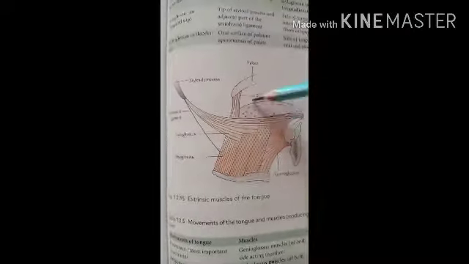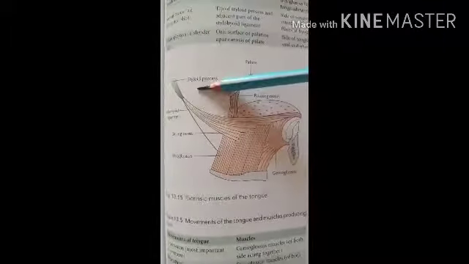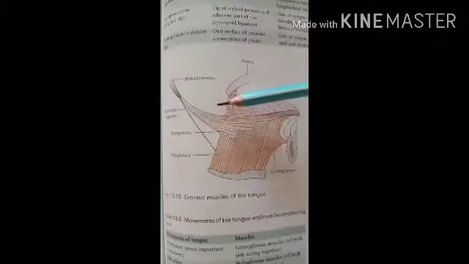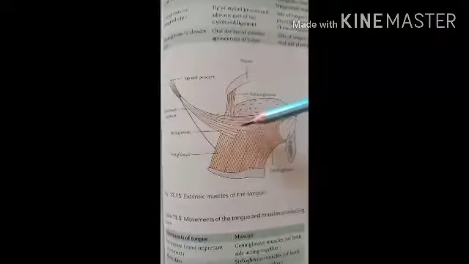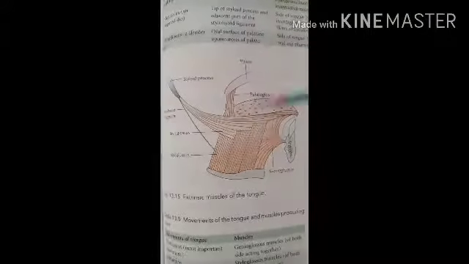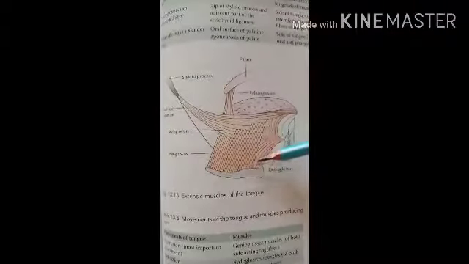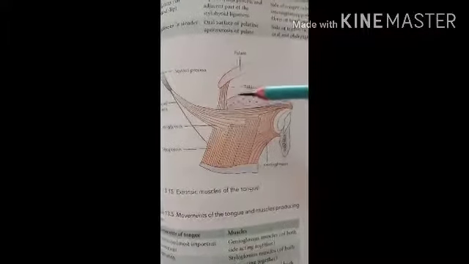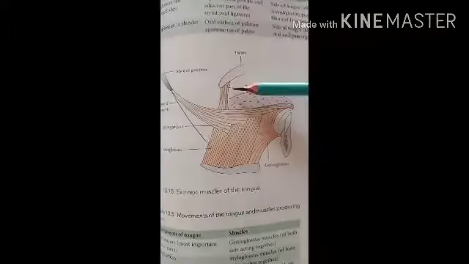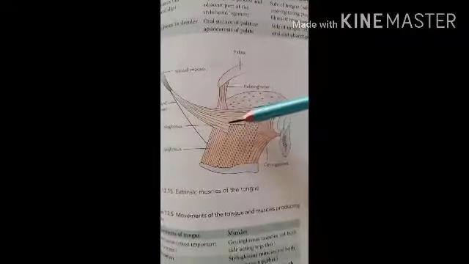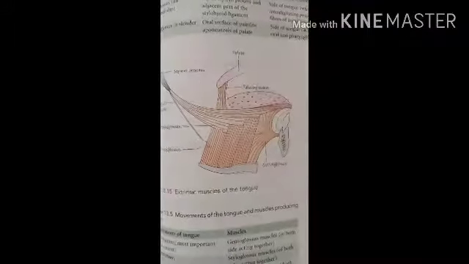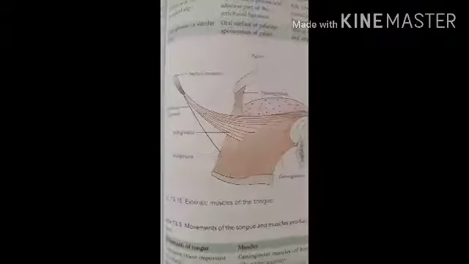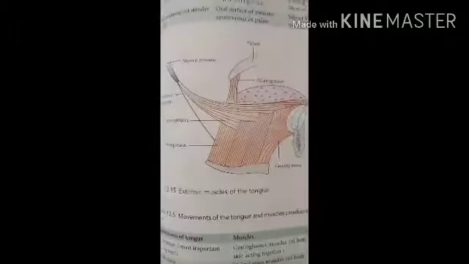Then the styloglossus originates from the tip of the styloid process and is inserted into the side of the tongue throughout its whole length. Its function is to draw the side of the tongue upwards and backward. Then the palatoglossus originates from the oral surface of the palate and is inserted into the side of the tongue. Its function is to pull up the root of the tongue. So these are the 4 extrinsic muscles of the tongue.